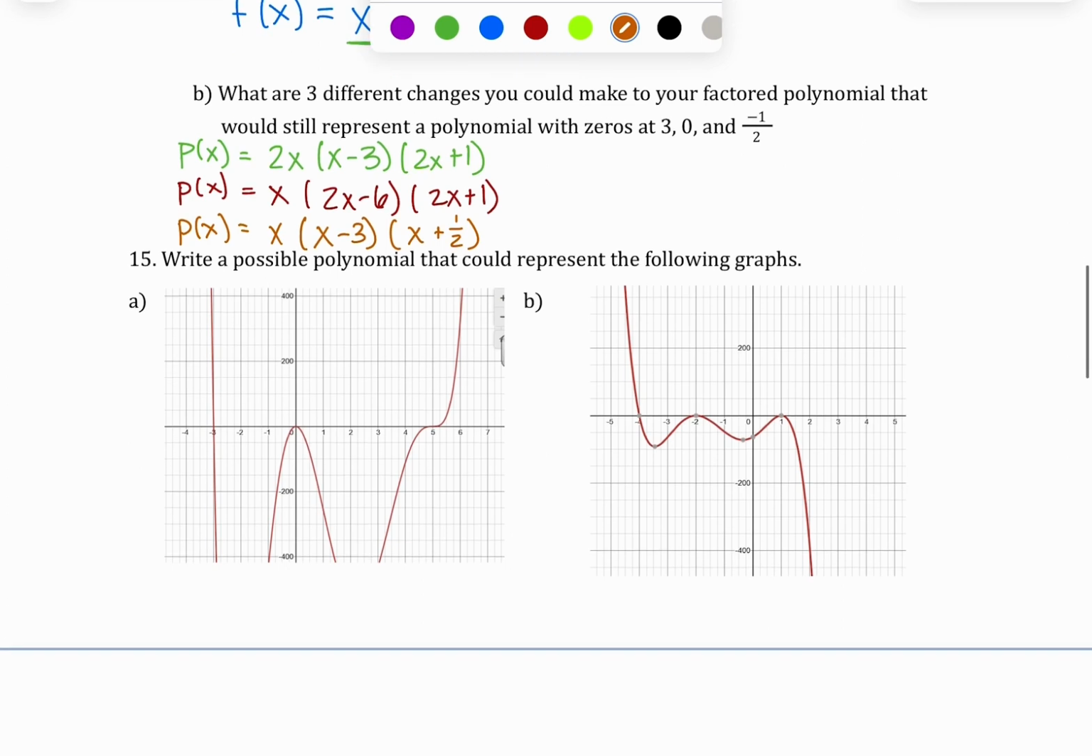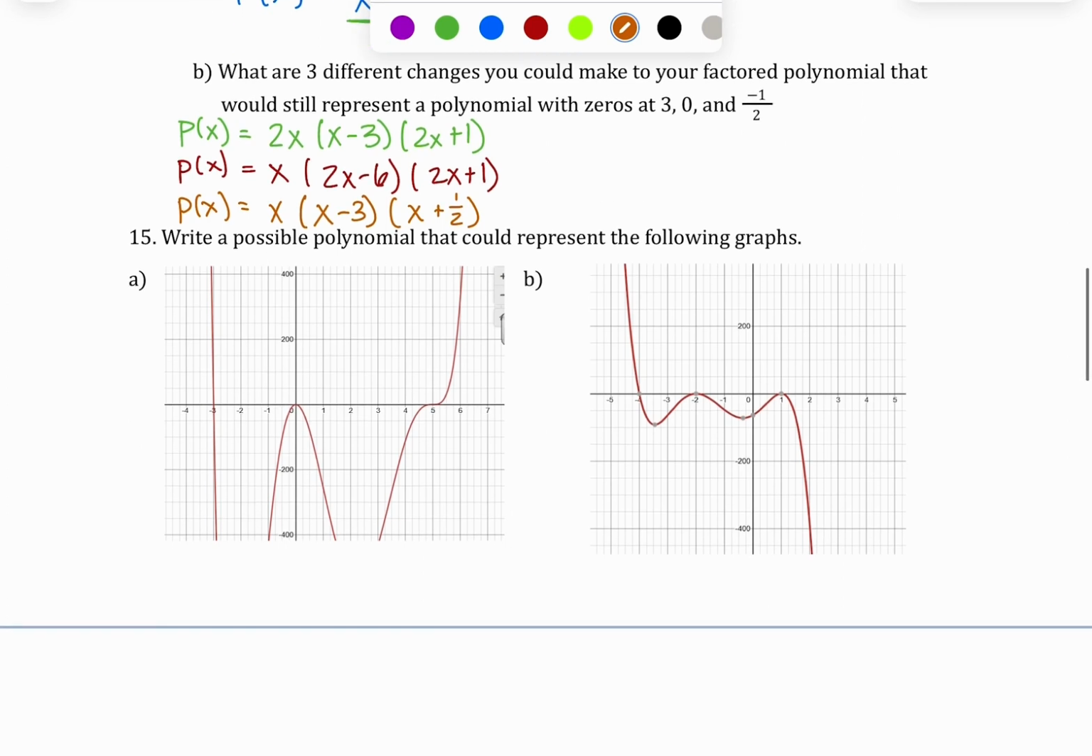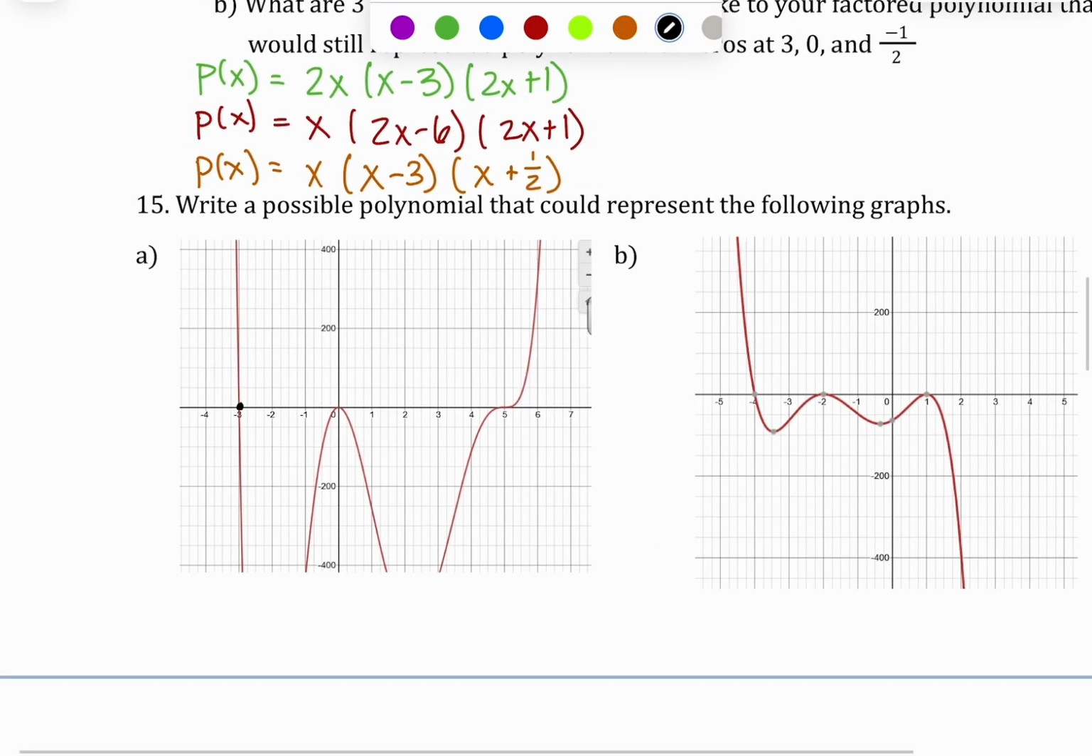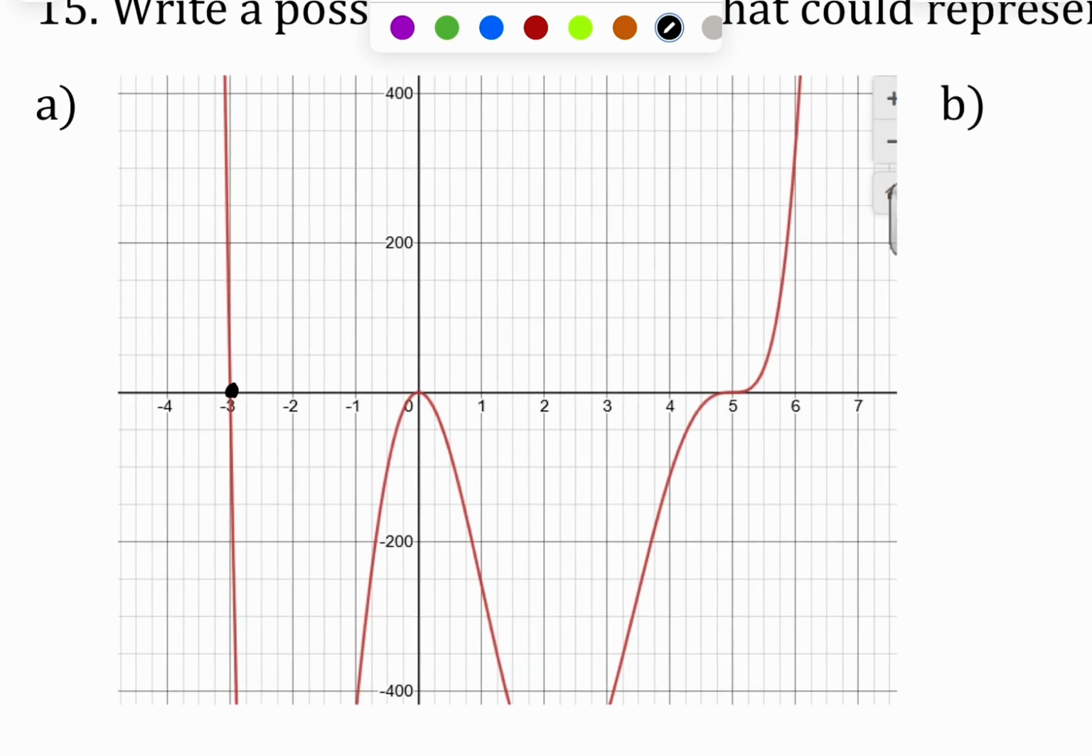And on number 15, possible polynomials in factored form that could represent these, we got to look at each of our zeros. So I'm going to look at each one and see how they cross, because that's going to show us the exponent. So at x equals -3, this crosses, and it doesn't cross with a saddle, which is something I'll talk about later, which is right here. So that means this has a multiplicity of 1.